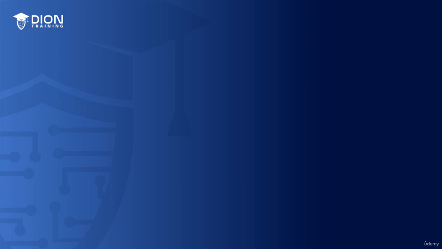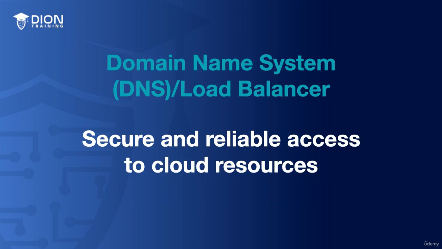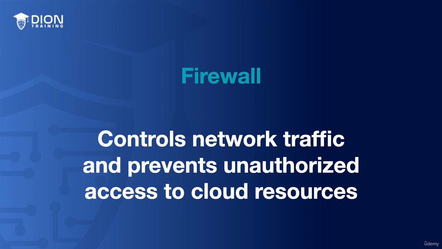Finally, we discussed the security of your network connections in the cloud, including things like VPNs, direct connections, network services, DNS, and firewalls. By using virtual private networks or direct connections, you can securely connect to the cloud resources from an external network. Network services, such as the domain name system and load balancers, can also be used to provide secure and reliable access to your cloud-based resources. Firewalls are used to control network traffic and prevent unauthorized access to cloud resources. Now, by understanding and implementing all these different network security measures, your organization can ensure their network connections are secure and performing really well against those potential security threats.